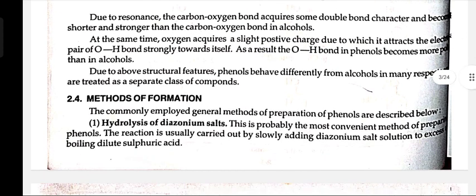Due to resonance, the carbon-oxygen bond acquires some double bond character and becomes shorter than the carbon-oxygen bond in alcohols. At the same time, oxygen acquires a slight positive charge, due to which it attracts the electron pair of the OH bond strongly towards itself. As a result, the OH bond in phenols becomes more polar than in alcohols. Due to the above structural features, phenols behave differently from alcohols in many respects and are treated as a separate class of compounds.